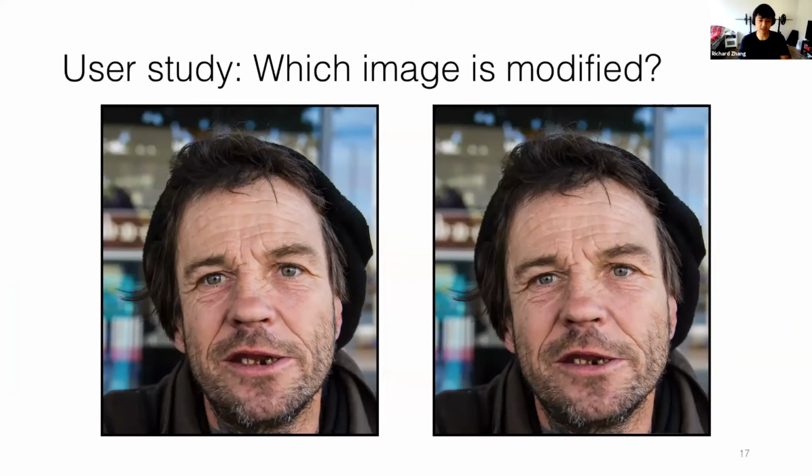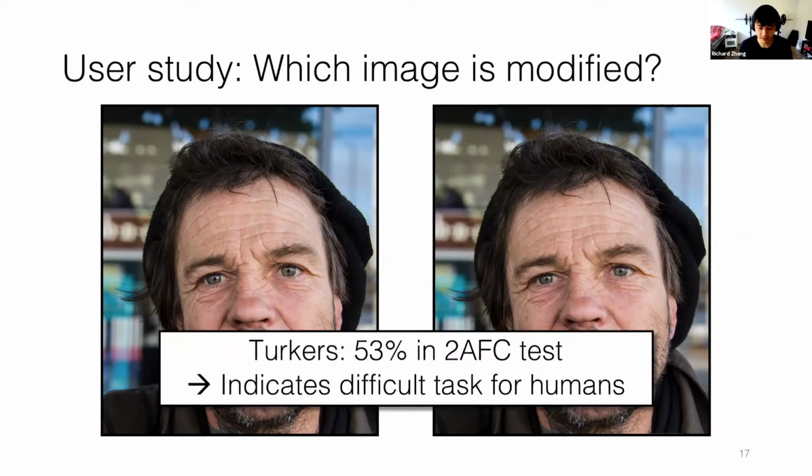And notice that it's actually not trivial to identify if something has been manipulated. Let's just show it here. Which image here is modified, the left or the right? I actually just showed you the original and the modified, and it's still hard to decide, much less if you were just given an image in isolation. We actually did this study on Turk, and Turkers got 53%. Sometimes the perturbation was so big and it was very obvious, but this indicates that this is, at a high level, a very difficult task for humans.